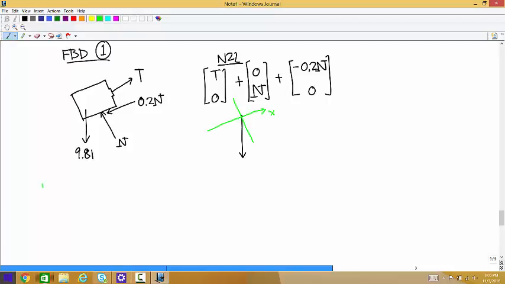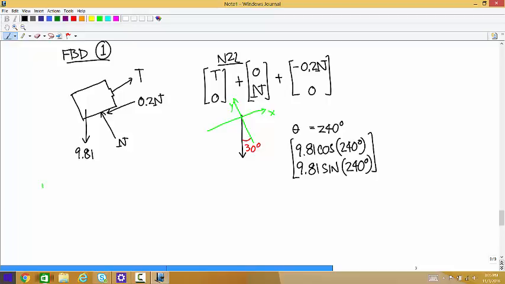$240, you're right. Okay, so theta is 240. And so then the weight force is 9.81 times cosine of 240, 9.81 times sine of 240. Can someone calculate that? Okay. 496. Okay, so add in the weight force.